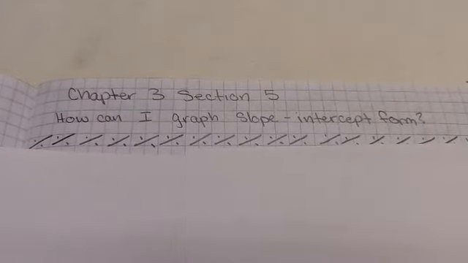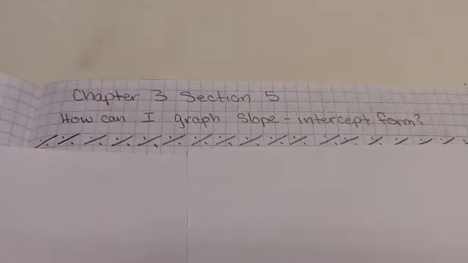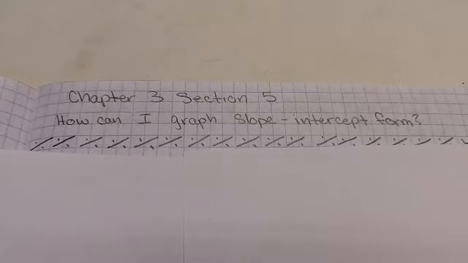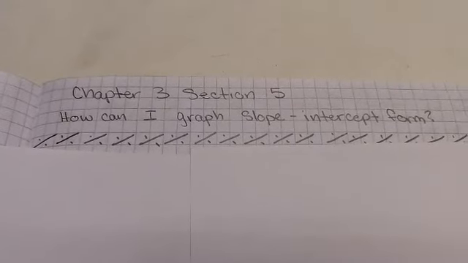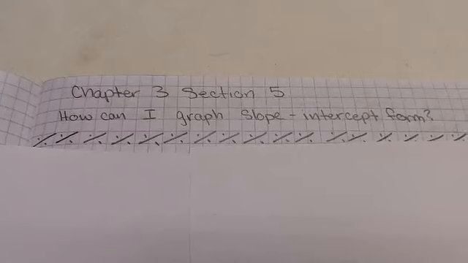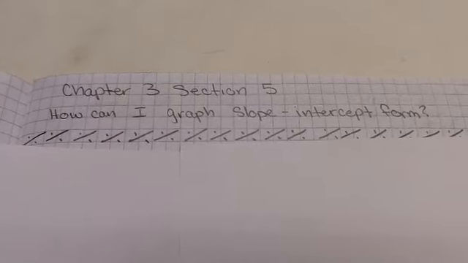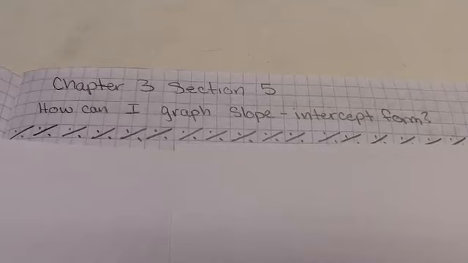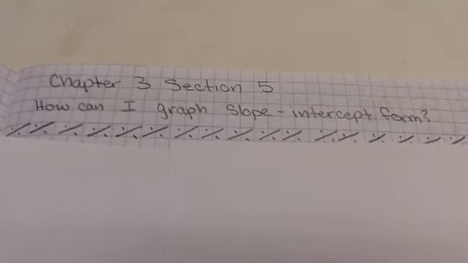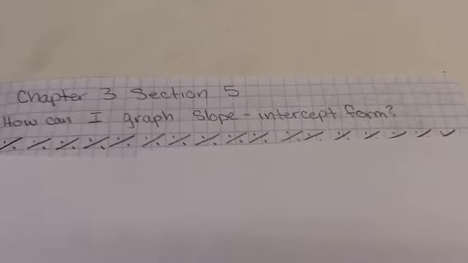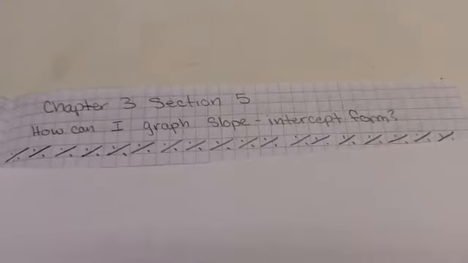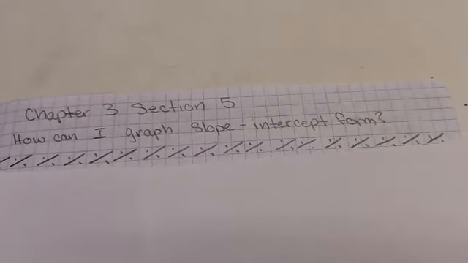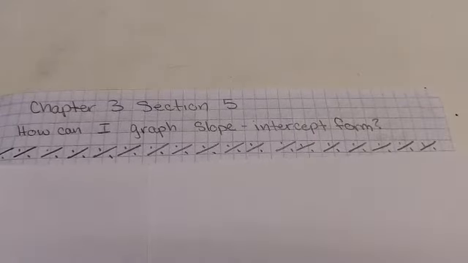So we are going to be covering chapter 3, section 5 today, and our essential question is, how can I graph slope-intercept form? So slope-intercept form is the form that we use the majority of the time when we're graphing lines. So we're going to be talking about how to find our slope-intercept form if we're given certain information. So first thing, the main part of today is actually going to be covering slope and how to find your slope.